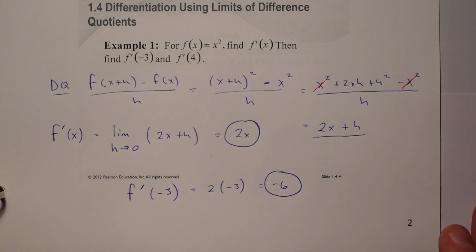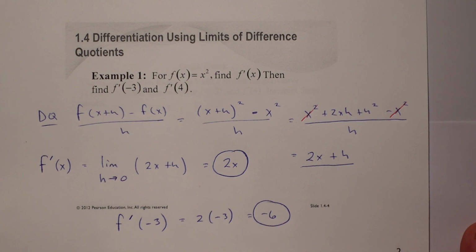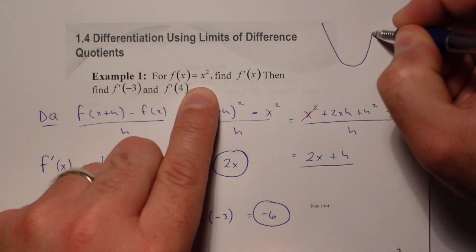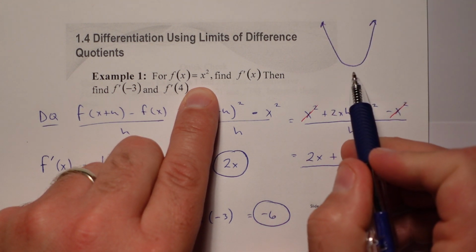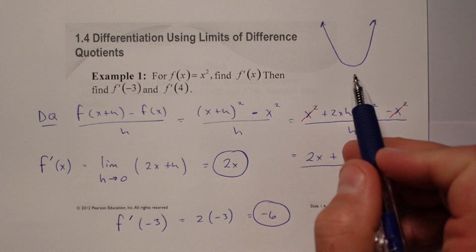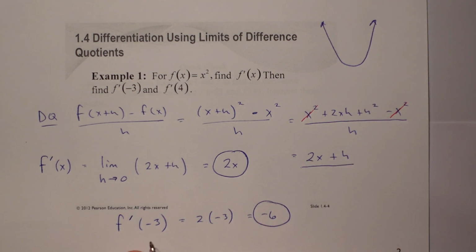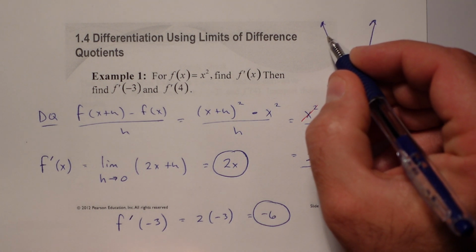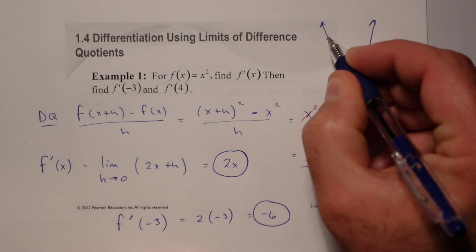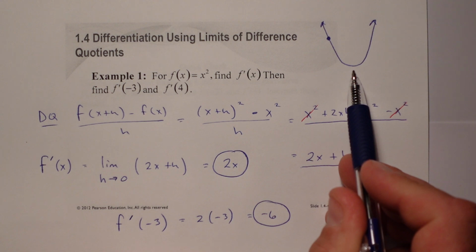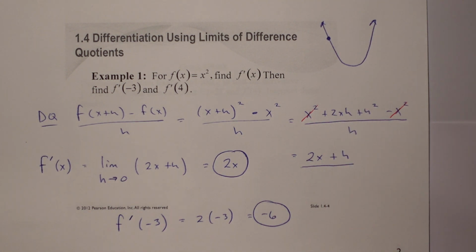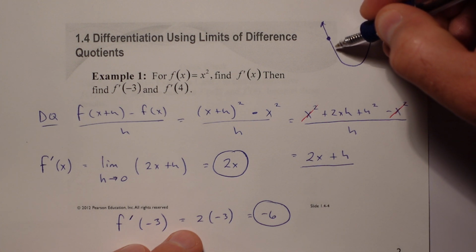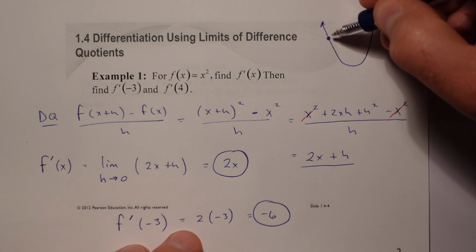Now, before I do the last part, I really want to make sure we understand that concept. The original function x squared is just a parabola. You know the vertex here is located at 0, 0. So if you look at the x value, negative 3, here's 0, 0. Negative 3 is going to be somewhere over here to the left of that vertex. What we just found with this negative 6, that's the slope of the function at that location.